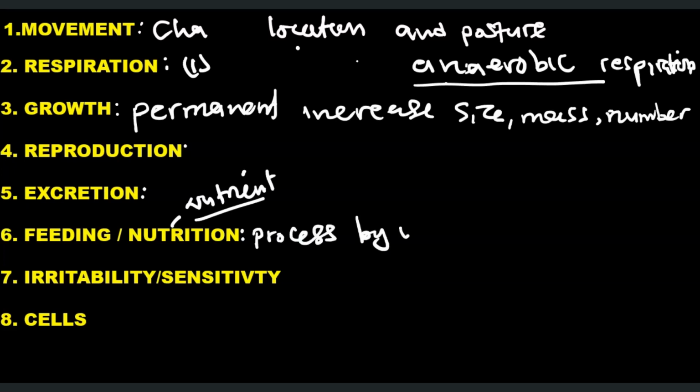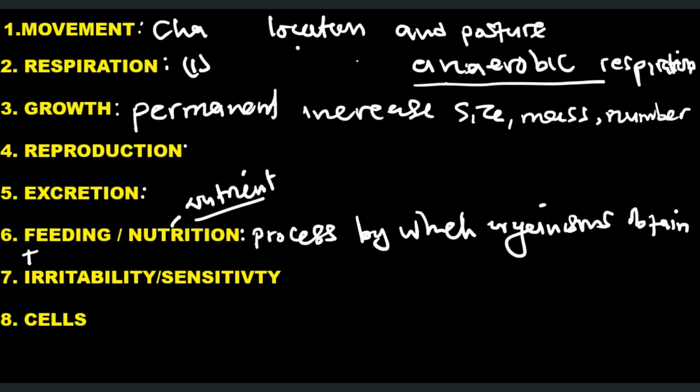Process by which living organisms obtain their food. How do organisms obtain their food? So, in terms of nutrition, organisms can be classified into two. In terms of how they obtain their food, organisms are classified into two.